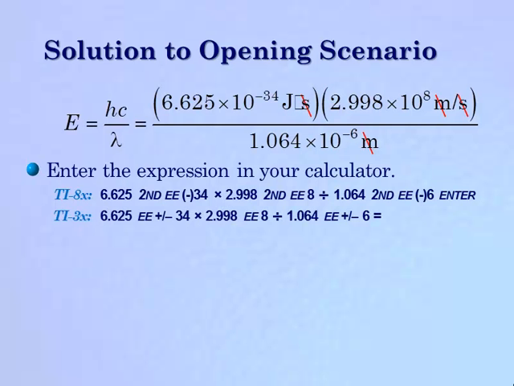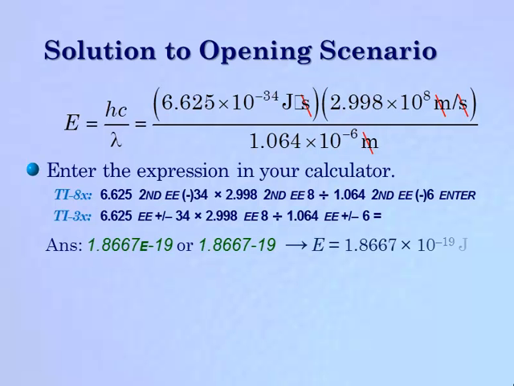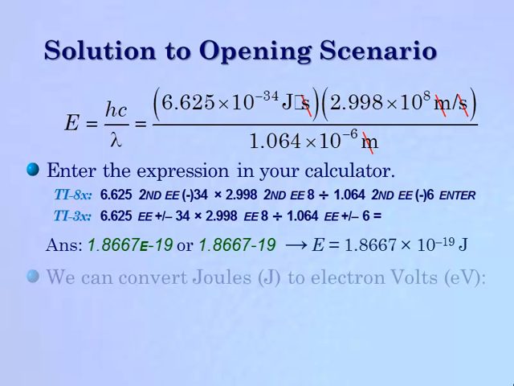In the TI-30 series of calculators, you would enter a similar evaluation followed by the equal sign, and the result will be 1.8667 with an E and a minus 19, or 1.8667 just with a negative 19, indicating that the answer is 1.8667 times 10 to the minus 19 joules, the answer in scientific notation.